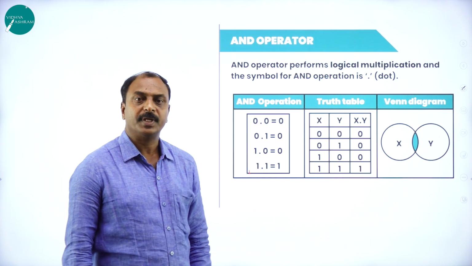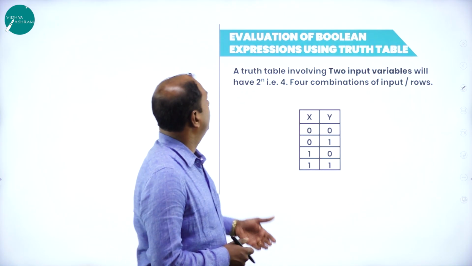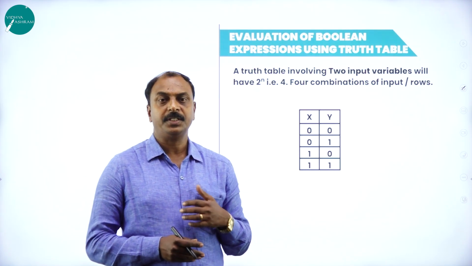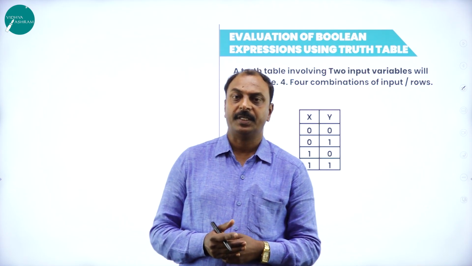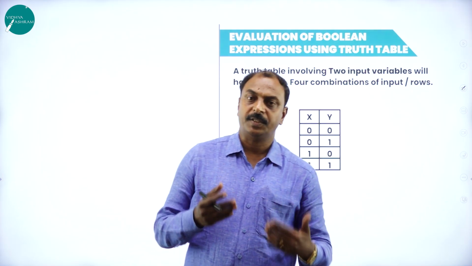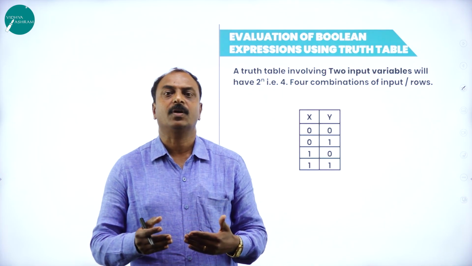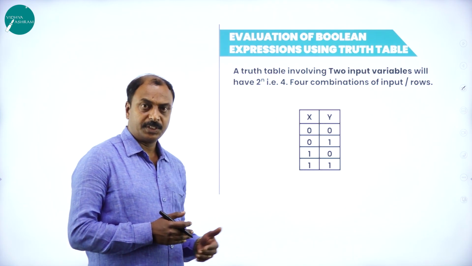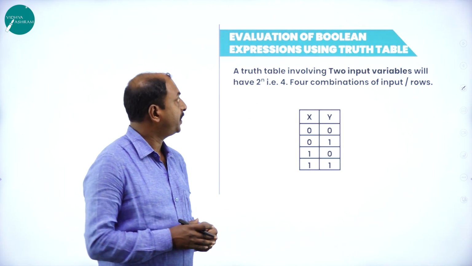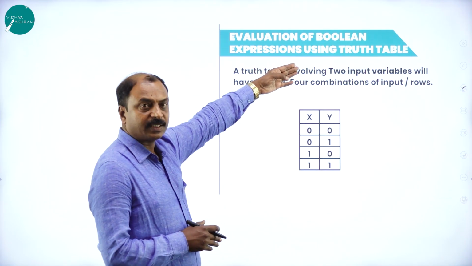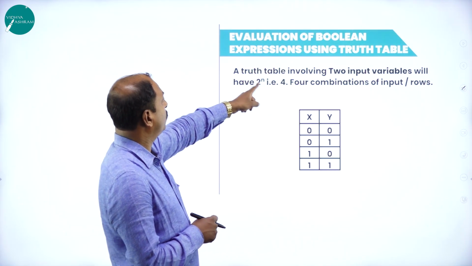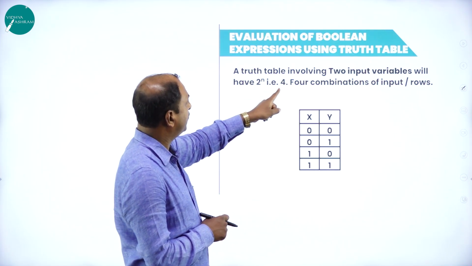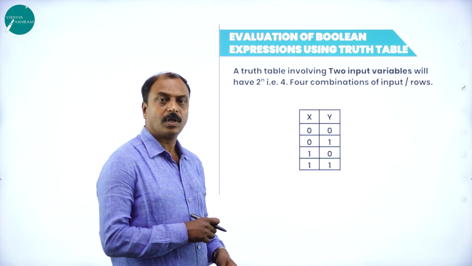This is the AND operation. The next concept is evaluation of a Boolean expression using a truth table. Now at this stage, you know what a truth table is. It is a combination of different inputs and the results for those combinations. Now, how do we write the combinations for the given Boolean expression? In this example, a truth table involving two input variables will have 2 to the power of n, that is 4, combinations. Here n stands for the number of variables.